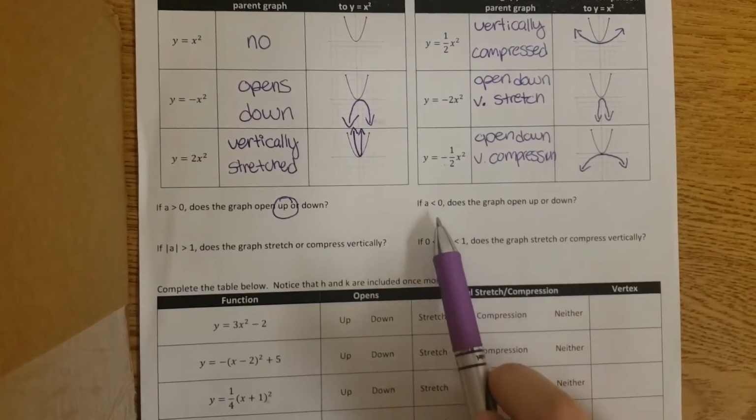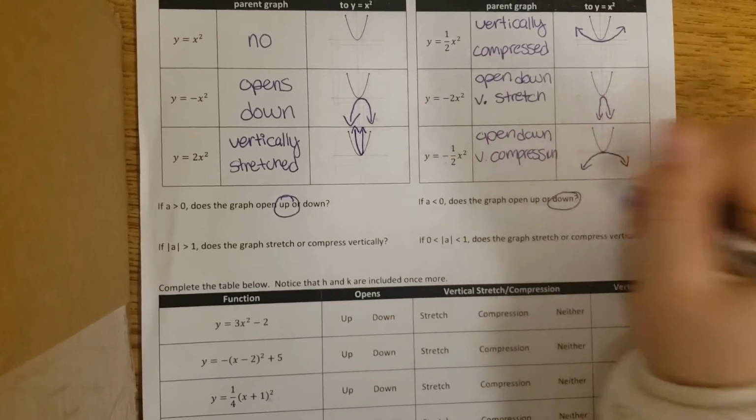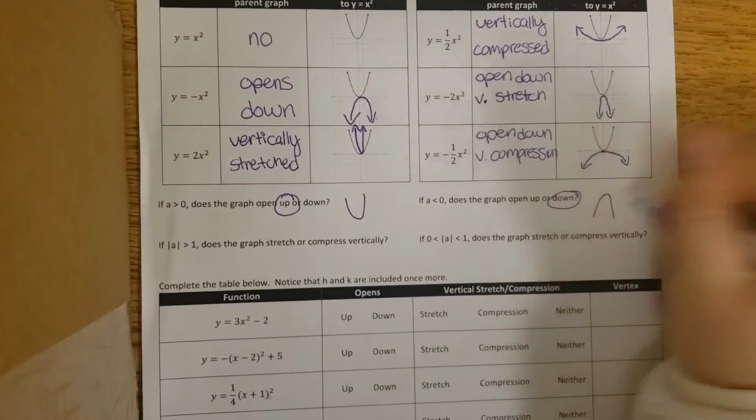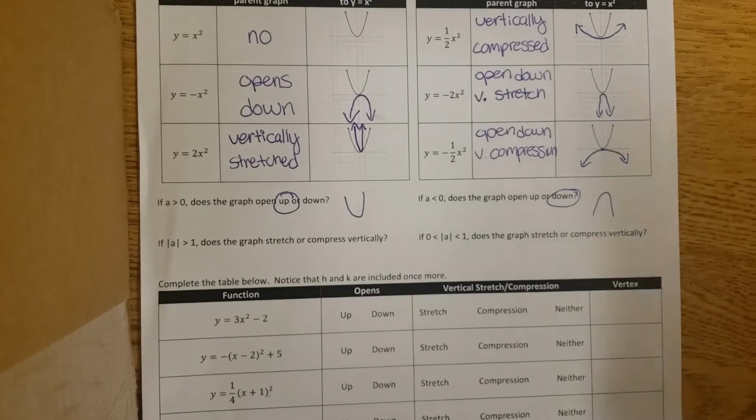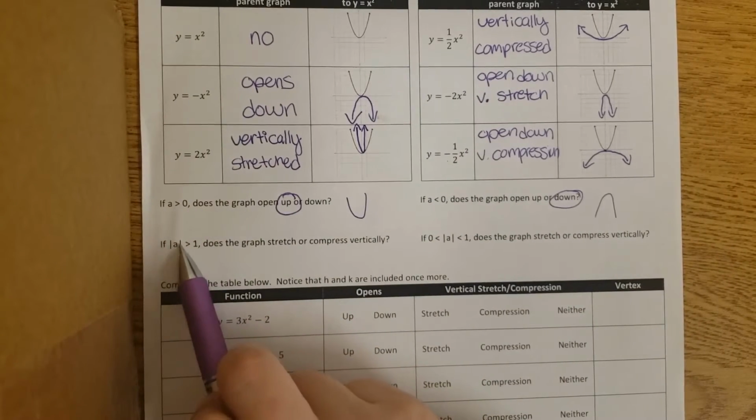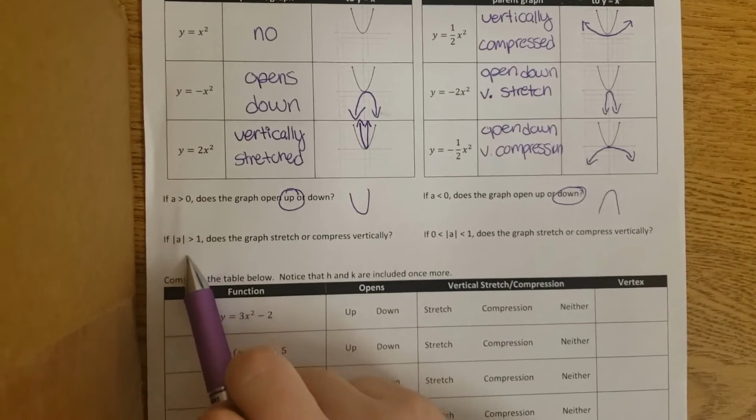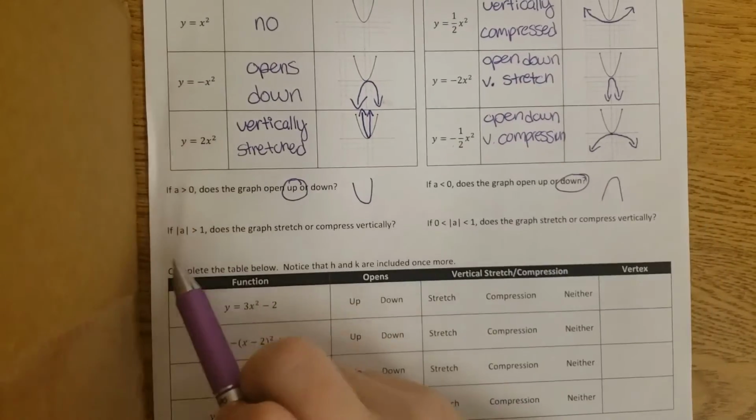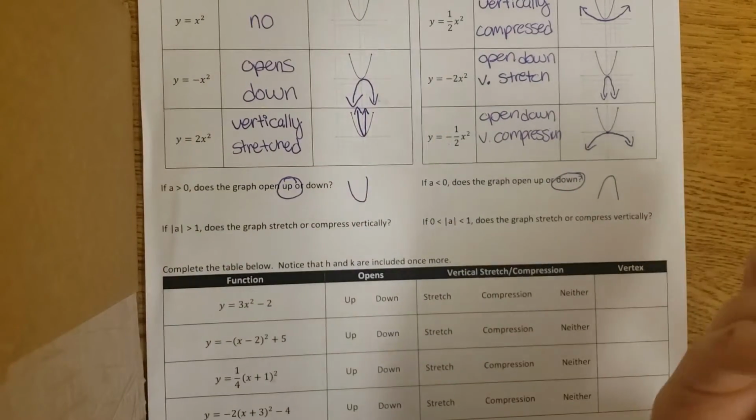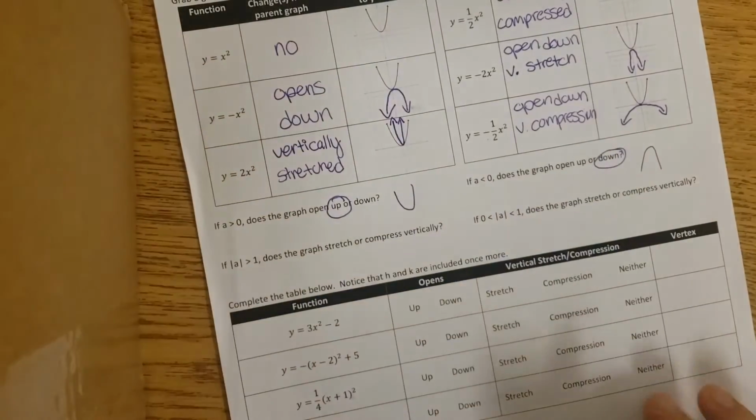If a is less than 0, the graph opens down. So the sketch would look like this versus this. If |a|, and those bars mean absolute value, so whether it's positive or negative doesn't matter, if that a value is bigger than 1, so whether it's positive 4 or negative 4, does it stretch or compress?